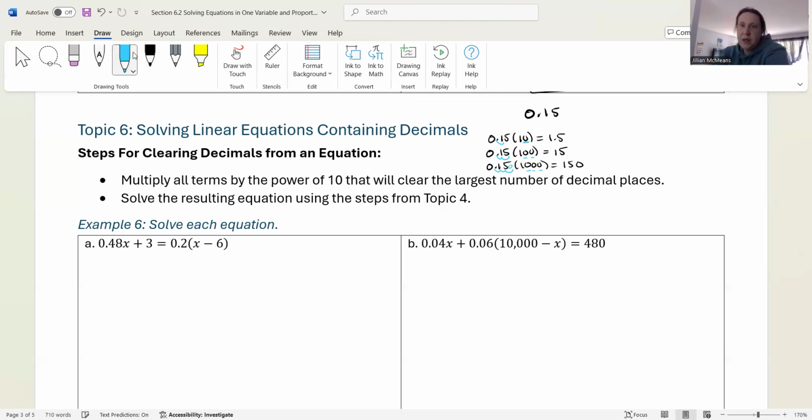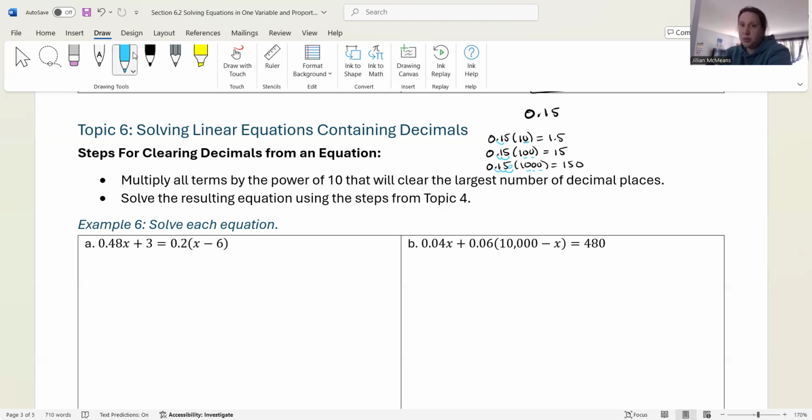So when we say that we're going to multiply all terms by the power of 10 that will clear the largest number of decimal places, go through your problem and see which number has the most decimal places. Decimal places being the number of digits after the decimal point, okay? If the largest number of decimal places is 2, you would multiply all terms by 100. If the largest number of decimal places is 3, you would multiply all of your terms by 1,000, okay?